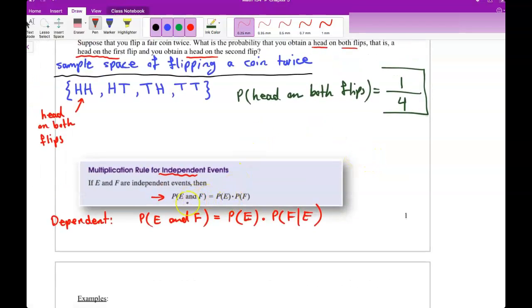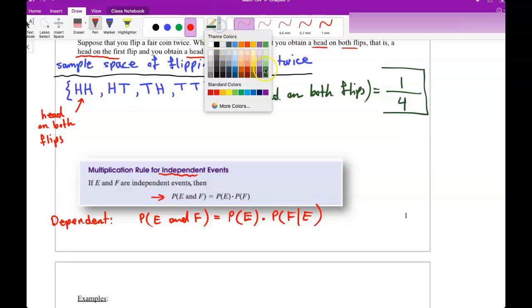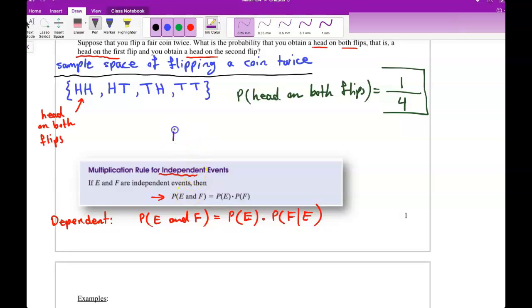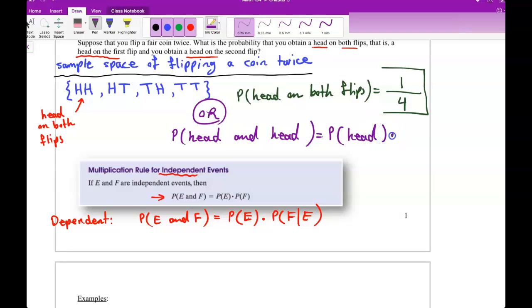Now I want to use this one here on this part. So this was using sample space. Now I want to use this rule, so probability of having head and second try again head. That is equal to probability of head multiplied by probability of head.